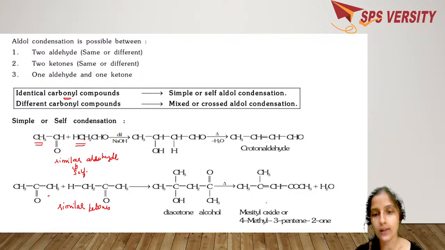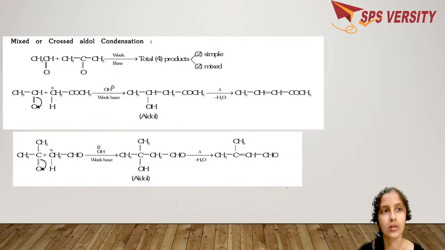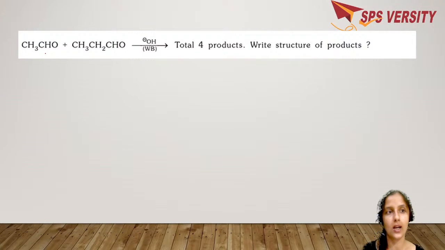You get the corresponding alpha beta unsaturated ketone over here. If you have the mixed or the crossed aldol, then you have different products, as you can see. First this undergoes self-condensation with itself. This also undergoes self-condensation with itself. So you get one product over here, the other product over here. After that, this reacts with this, so you get the third product, and this reacts with this, so you get the fourth product. So I think it's clear. We'll take an example and we'll proceed. That's how you'll be able to identify.